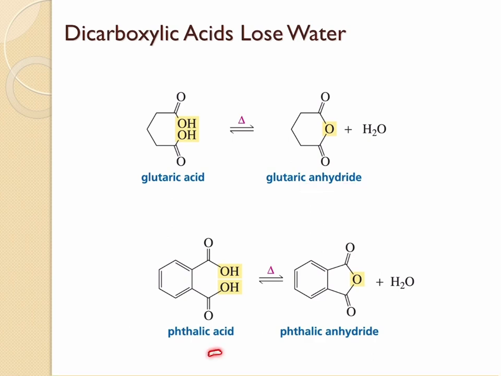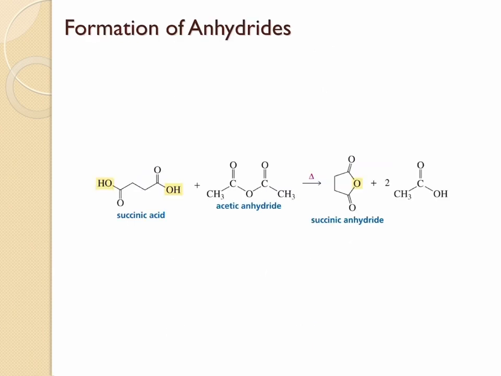This is phthalic acid. When you have two carboxylic acid in the adjacent positions of the benzene ring, then it is called as phthalic acid. And this also undergoes dehydration to give the corresponding anhydride, which is called as the phthalic anhydride, the cyclic anhydride. We can also obtain the cyclic anhydrides by reacting the dicarboxylic acid with either acetyl chloride or acetic anhydride. So for this reaction, you will also get two equivalents of the carboxylic acid.